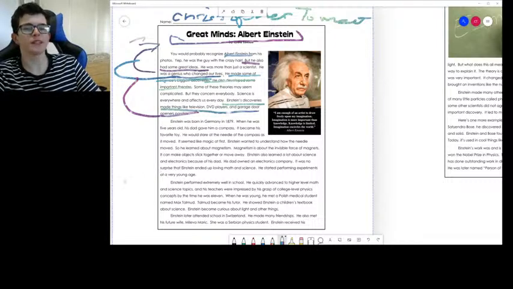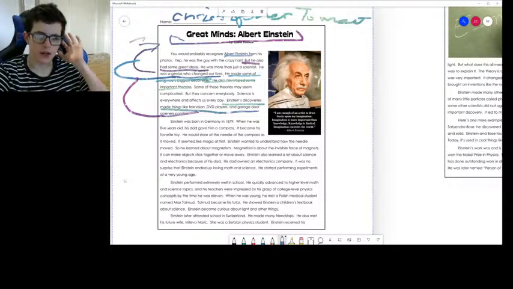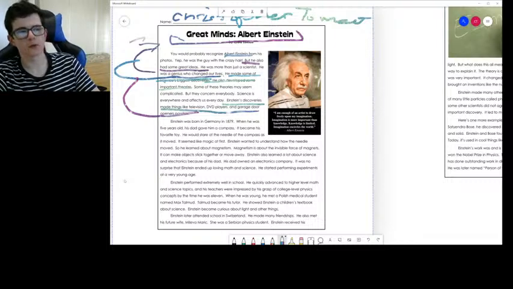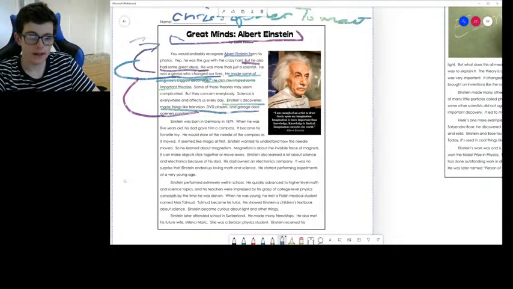Einstein was born in Germany in 1879. When he was 5 years old, his dad gave him a compass. It became his favorite toy. He would stare at the needle of the compass as it moved. It seemed like magic at first. Einstein wanted to understand how the needle moved. So he learned about magnetism. Magnetism is the invisible force of magnets. It can make objects stick together or move away. Einstein learned a lot about science and electronics because of his dad. He owned an electronics company. It was no surprise that Einstein ended up loving math and science. He started performing experiments at a very young age.